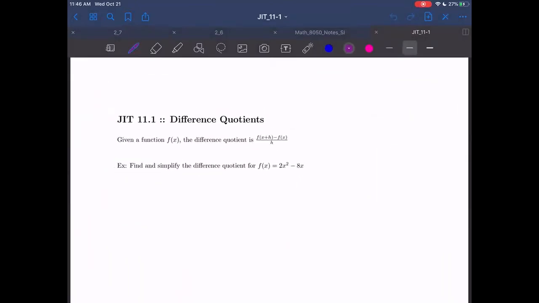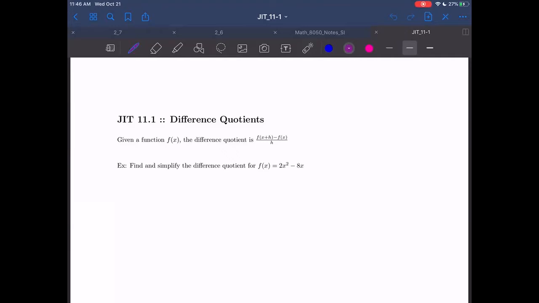All right, everyone. So today we're jumping back into Just in Time. This will be Just in Time 11.1. And this is kind of like the lead-in to the calculus section 3.1 that we'll do Monday.